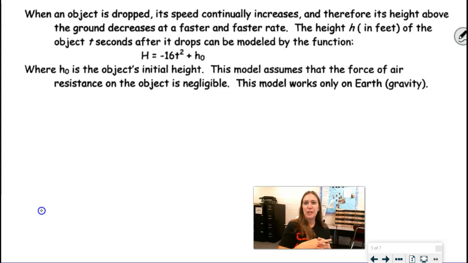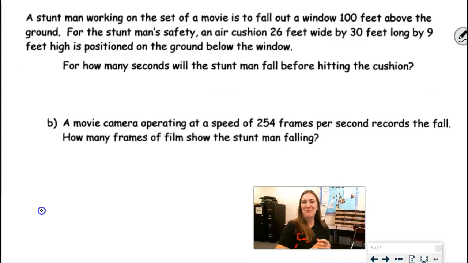And we're going to see a pretty cool problem coming up here. We have a stuntman who's going to fall out of a window. So he's not launching himself. He's just literally dropping out of the window and is 100 feet above the ground. So that clue right there is his initial height. Remember that little 0 subscript means initial? And he's going to fall down to a cushion, thank goodness. It's 26 feet wide, 30 feet long, but this is the important clue. It's 9 feet high.